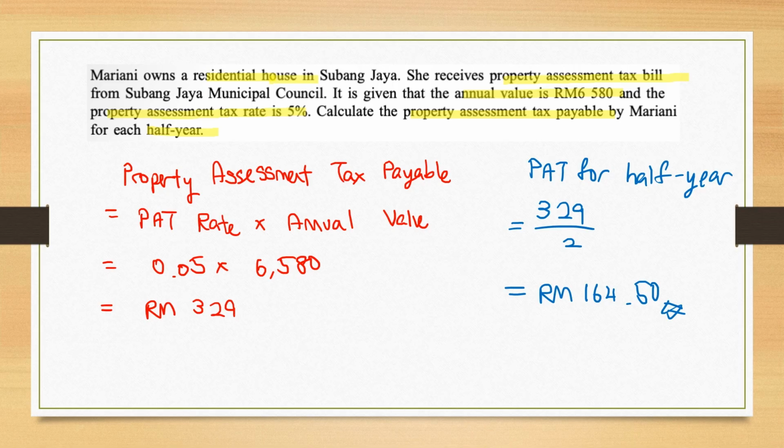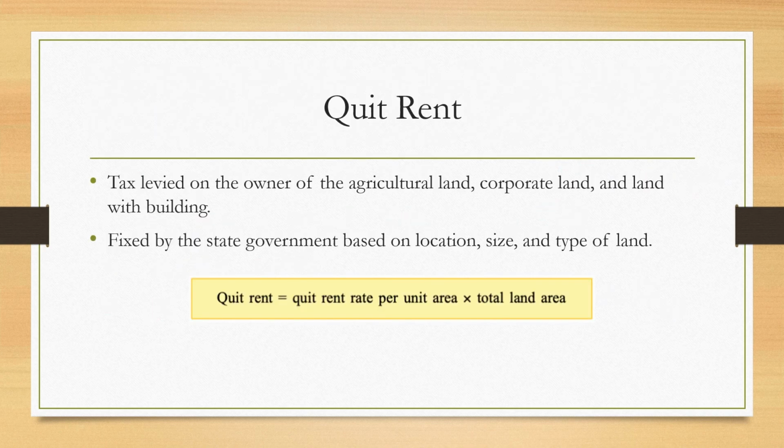That's the half year figure. So we are done with property assessment tax. We have two remaining, a few more. For example, we have here quit rent.